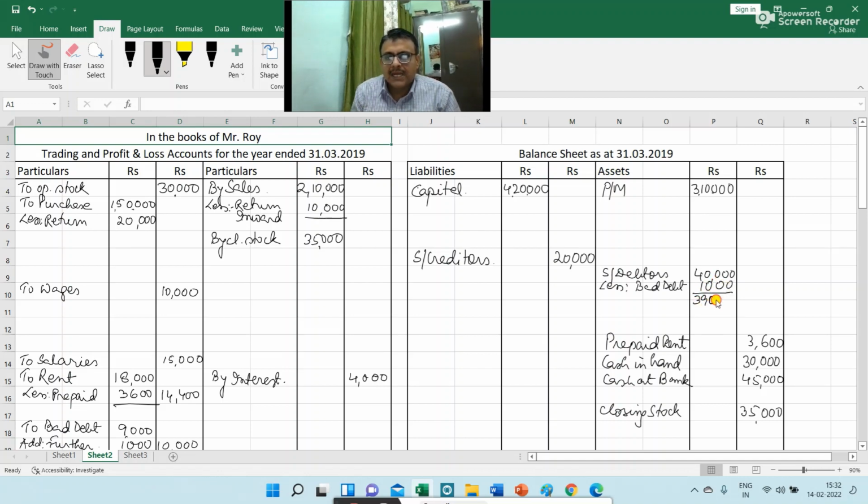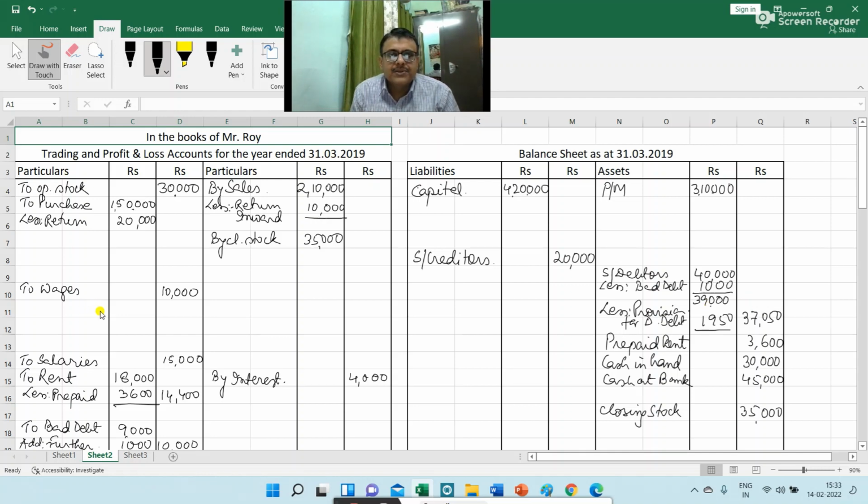So the balance of debtors comes to 39,000, and from here you need to reduce the provision for doubtful debts. Provision for doubtful debt is 1,950. So the actual amount of debtors is 37,050. You can write provision for doubtful debt on the liability side as rupees 1,950 and sundry debtor balance on the asset side at rupees 39,000.